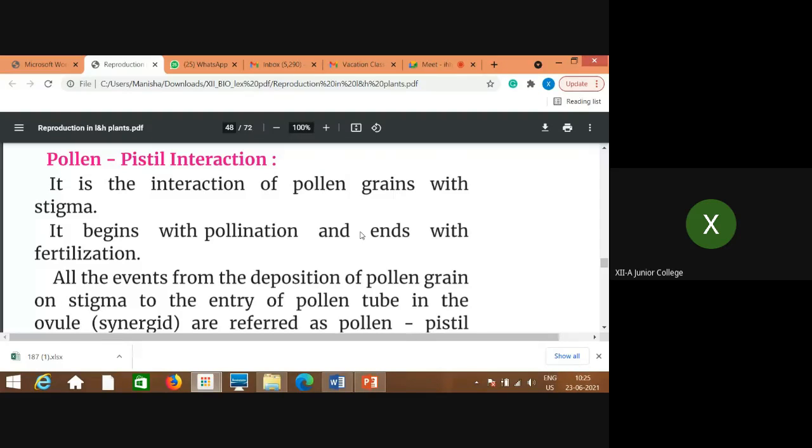There is the middle way. What is the middle way? Pollination. That is the transfer of pollen grains from anthers to the stigma. That means from the male to the female reproductive part, as both are non-motile. That's why pollination is important. Now, once pollination is completed, that means pollen falls on the pistil, then what is the further process that we have reached? Okay, it begins with pollination and ends with fertilization. Remember, once the pollen grains fall on the stigma, then what happens?